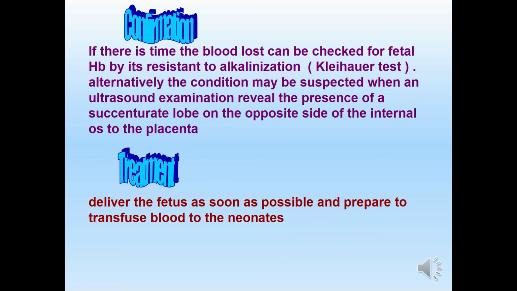If there is time, the blood lost can be checked for fetal hemoglobin by its resistance to alkalinization (Apt test). Alternatively, the condition may be suspected when an ultrasound examination reveals the presence of a loop of cord on the opposite side of the internal os to the placenta. Management: deliver the fetus as soon as possible and prepare to transfuse blood to the neonate.